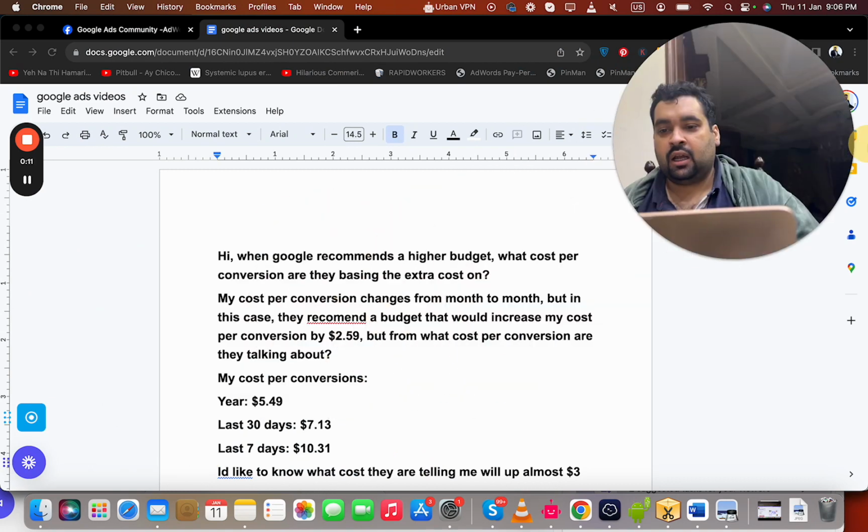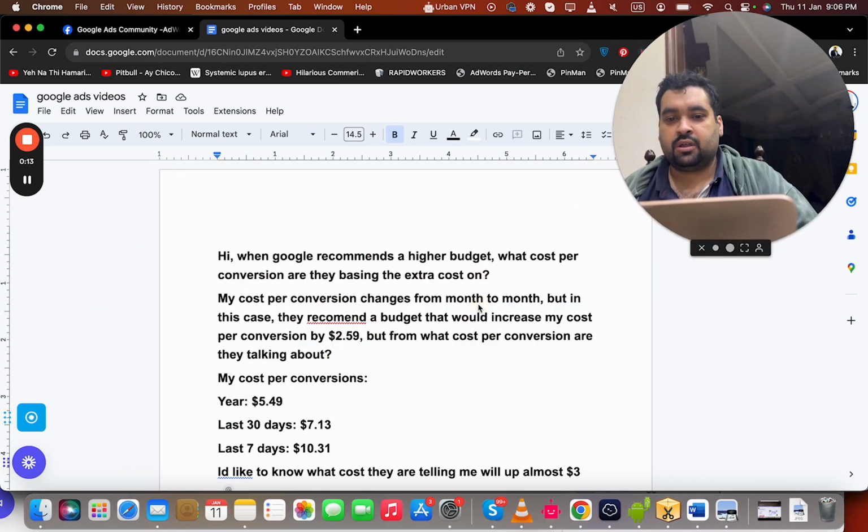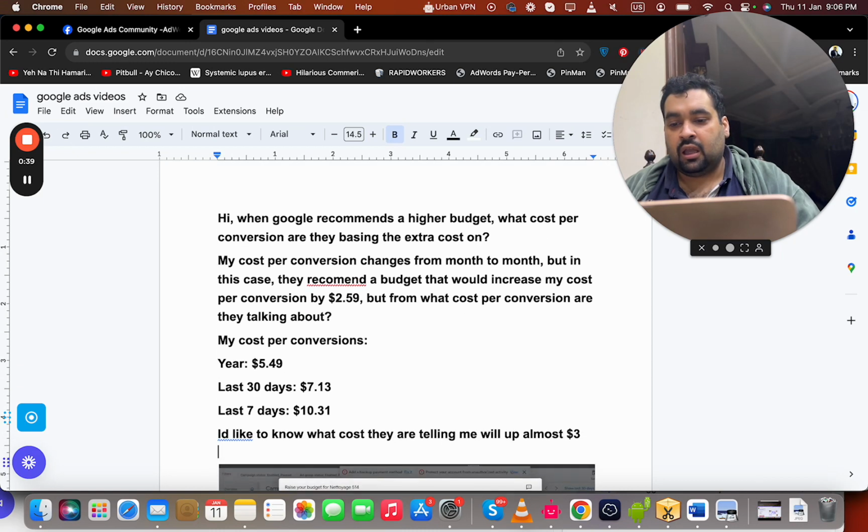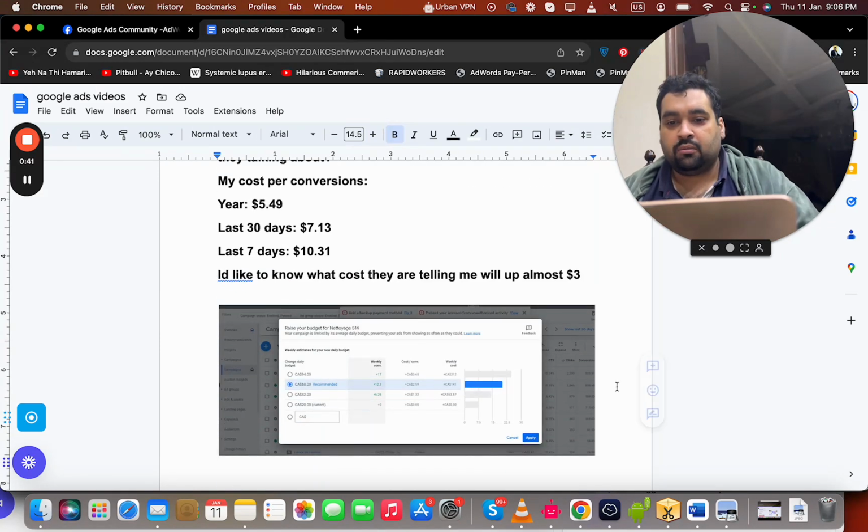So the question is, hi, when Google recommends a higher budget, what cost per conversion are they basing the extra cost on? My cost per conversion changes from month to month, but in this case, they recommend a budget that would increase my cost per conversion by 2.59. But what cost per conversion are they talking about? My cost per conversion for the year is $5.49, last 30 days $7.13, last 7 days $10.31. I'd like to know what cost they are telling me will go up by almost a third.